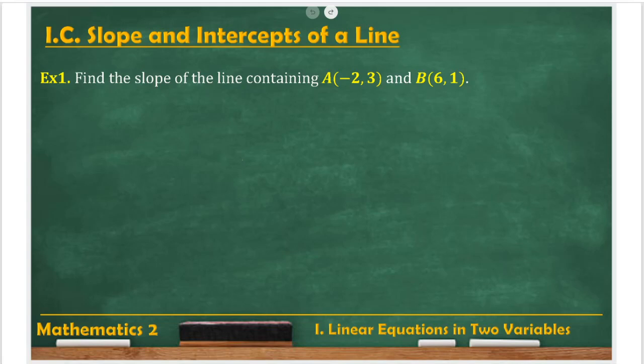Okay, so let's have some examples for slope and intercepts of a line. For our first example, find the slope of the line containing point A with coordinates -2, 3, and point B with coordinates 6, 1. So we all know that if we are given 2 points on the line, then we can easily solve for the slope by using the slope formula.